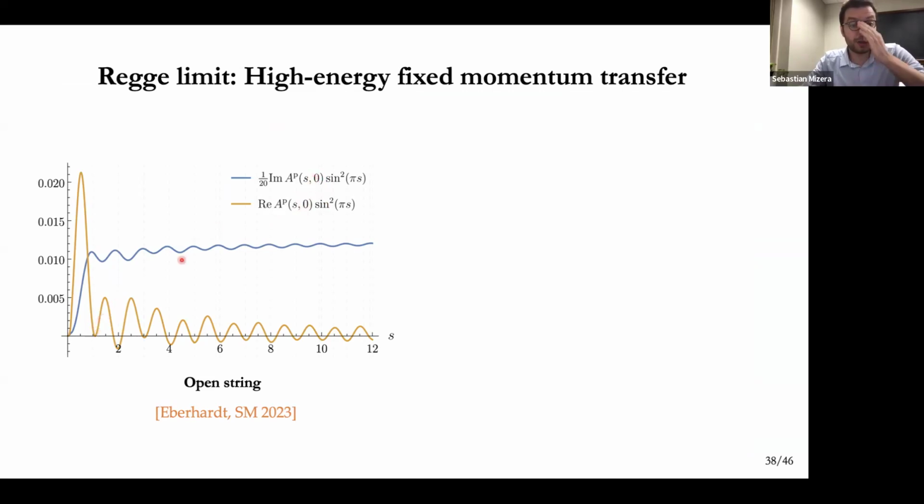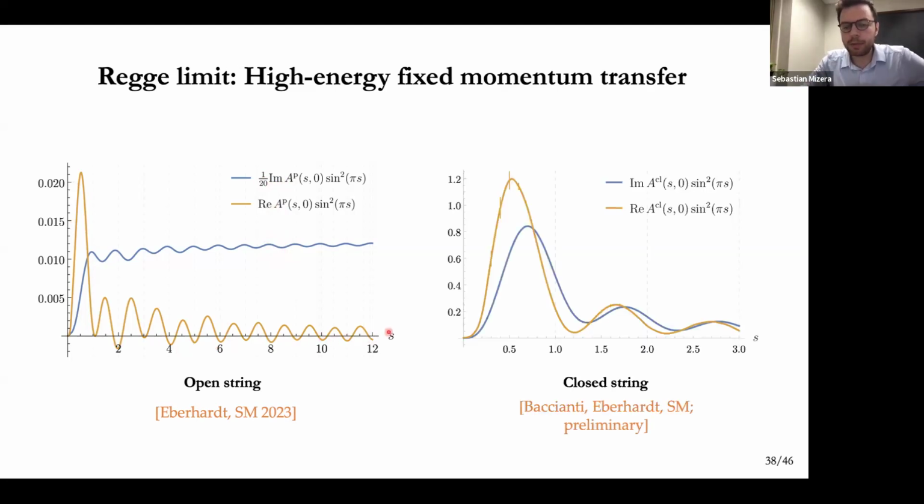And what I'm plotting here is, once again, in blue and orange, the imaginary and the real parts of the amplitude in the planar sector. Once again, we see here that the imaginary part, I even divided it by a factor of 20 so that it fits on the same plot, is leading by a large fraction over the real part. And the real part oscillates around the origin. We also have some preliminary results.